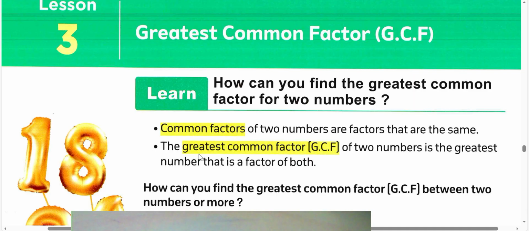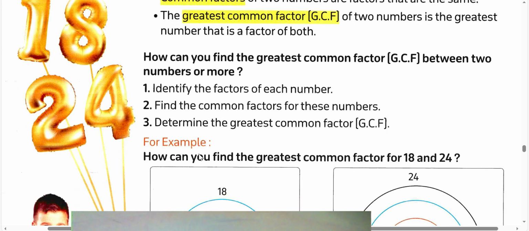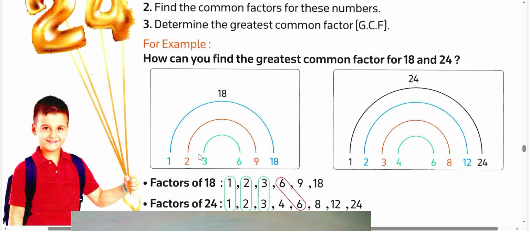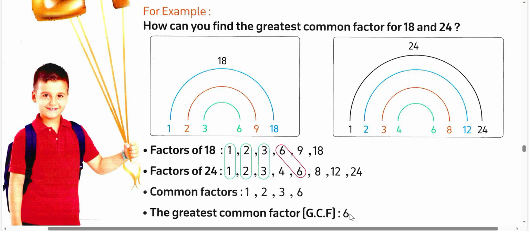How can you find the greatest common factor between two numbers? First, identify the factors of each number. Second, find the common factors for those numbers. Third, determine the greatest common factor between them. For example, how can you find the greatest common factor between 18 and 24? You can see the greatest number that divides both will be 6 by using this method, okay? Or another method. But you must know that for 18 and 24, the greatest common factor between them equals 6.